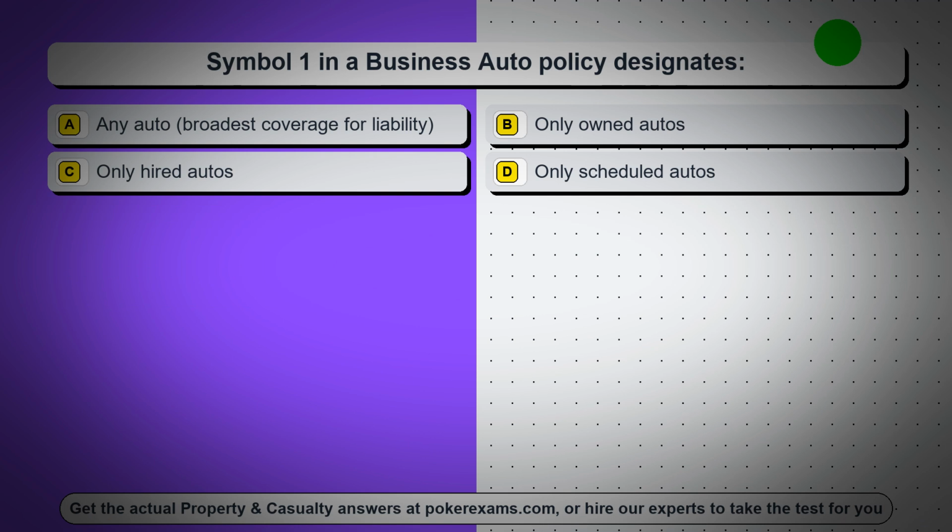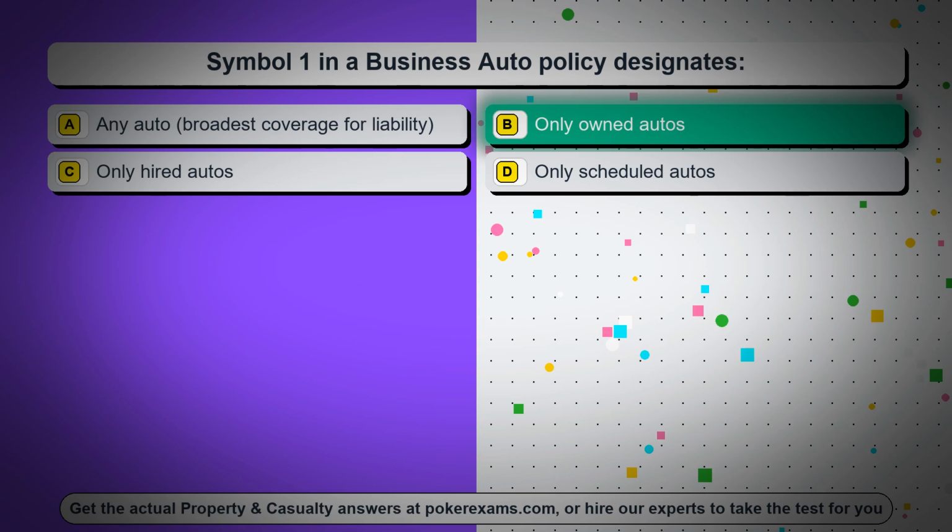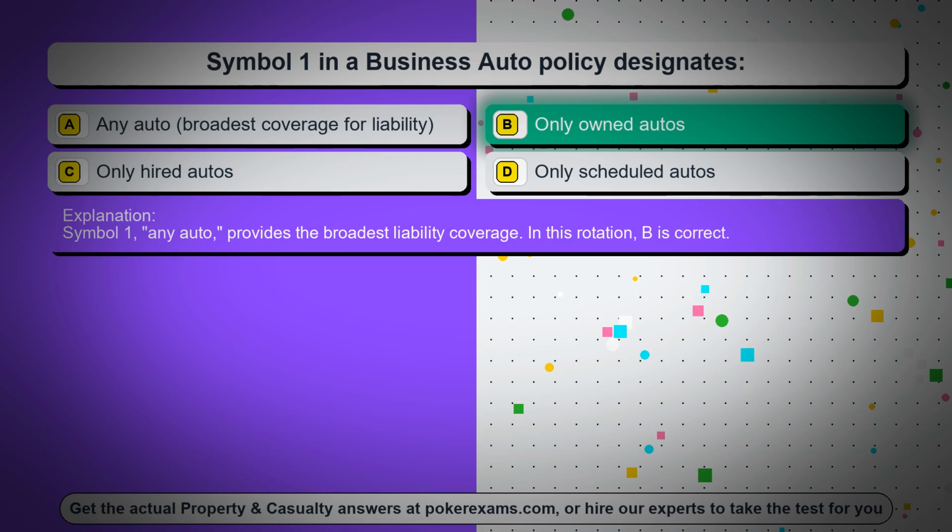Question 5. Symbol 1 in a business auto policy designates: Option A, any auto, broadest coverage for liability. Option B, only owned autos. Option C, only hired autos. Option D, only scheduled autos. The correct answer is option B, only owned autos. Symbol 1, any auto, provides the broadest liability coverage. In this rotation, B is correct.